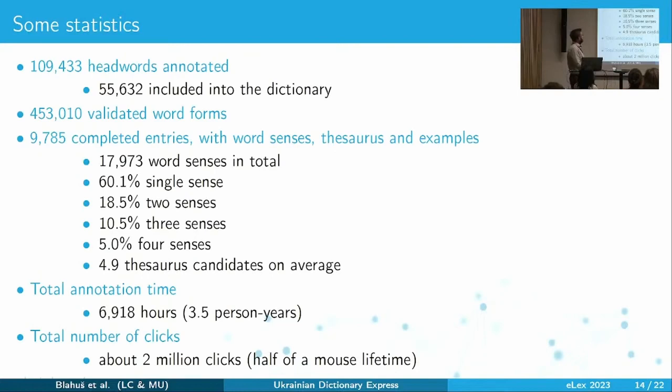And also, since we have done some more work on senses, now there is something like 12,000 word senses. The total annotation time was about 7,000 hours, which equals like 3.5 person years. So if you had one person, it would take three and a half years. And we also found out how many clicks the editors need to make, and it was about half of a mouse lifetime. An average mouse is like 5 million clicks. So that's it.